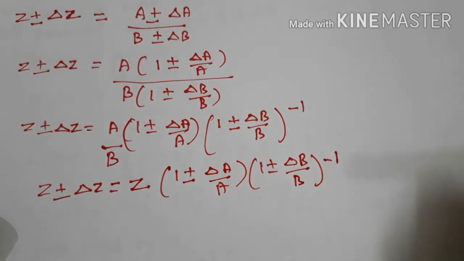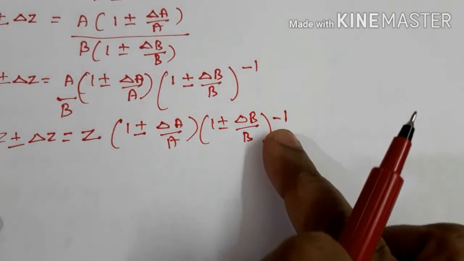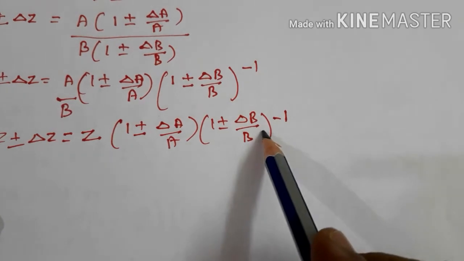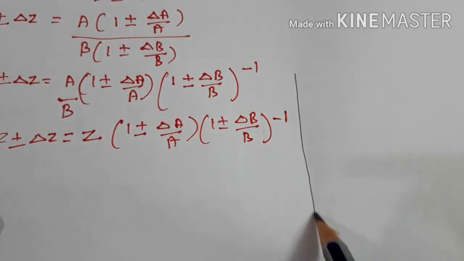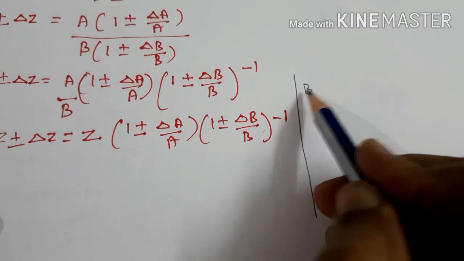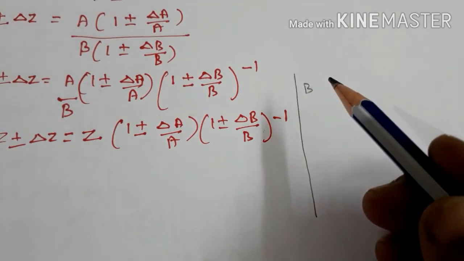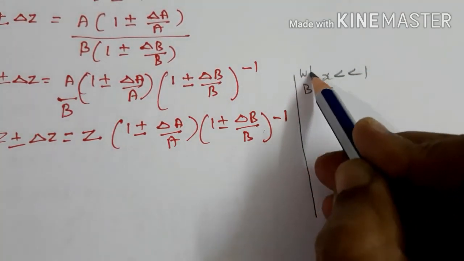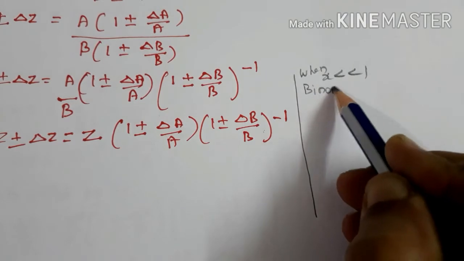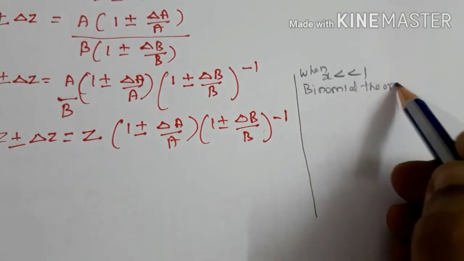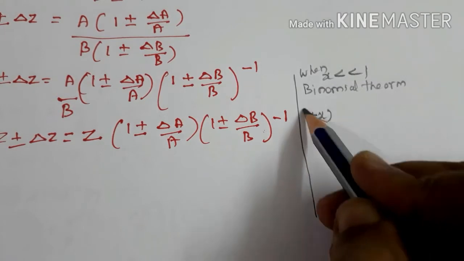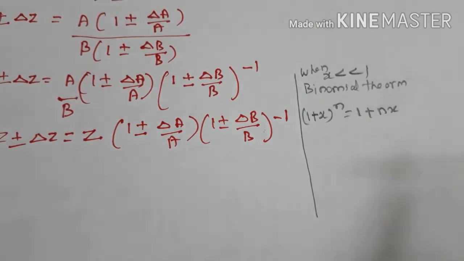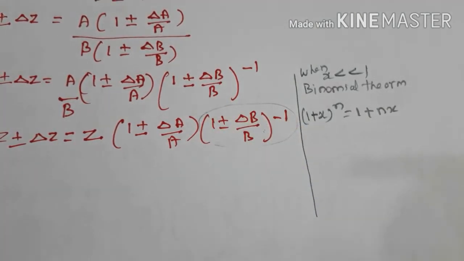What you can do is, this term is very much less than 1, right? In that case, you can apply the binomial theorem to this. Okay, so let me apply the binomial theorem. When do you apply the binomial theorem, children? When x is very much less than 1. When x is less than 1, by the binomial theorem (1 plus x) power n can be written as 1 plus nx. So for this term you are applying the binomial theorem.